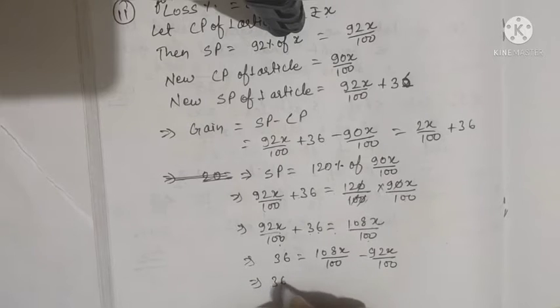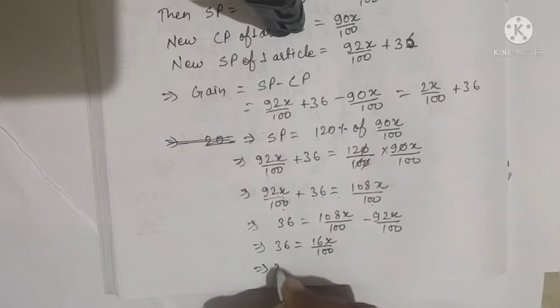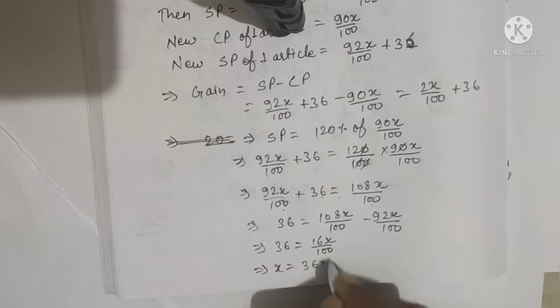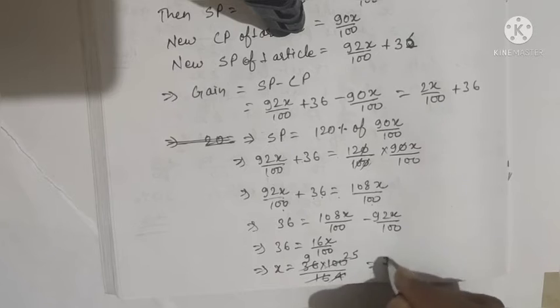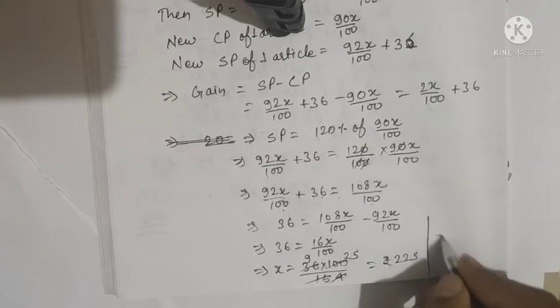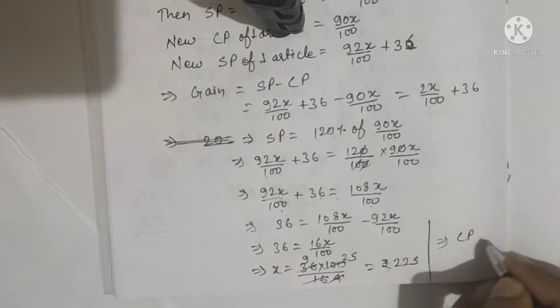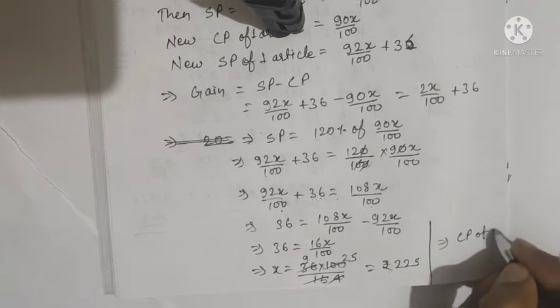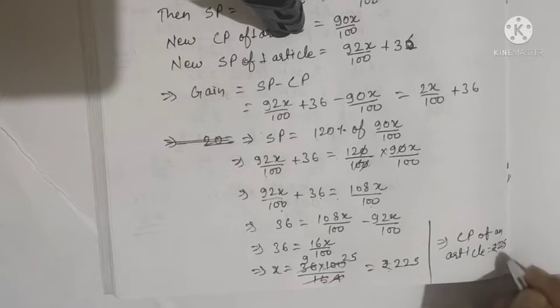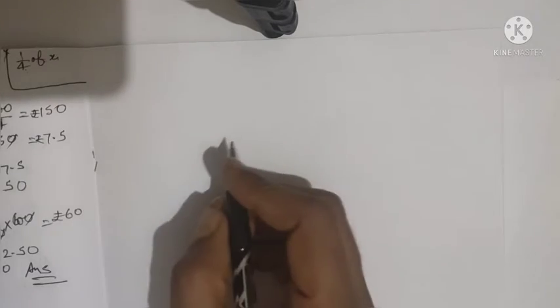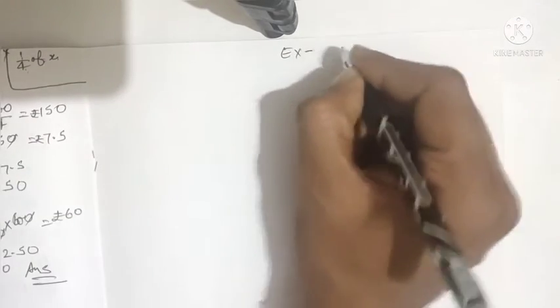That implies 36 is equal to 16X by 100. That implies X is equal to 36 into 100 by 16. Now 4 9s are 36, 4 4s are 16, and 4 25s are 100, so they cancel, and 25 9s are rupees 225. That implies the cost price of the article is 225. Cost price of an article is equal to rupees 225. Answer. Simple.